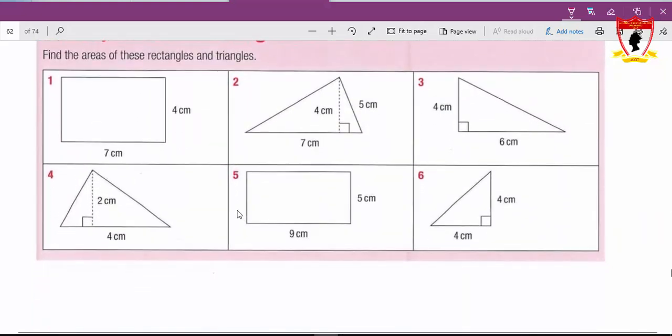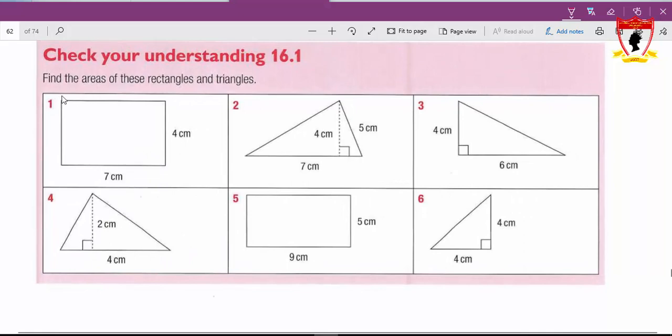So let's work out the area of these shapes. The first one, the area is 4 times 7, 28 centimeter square. Here, 7 times 4 is 28, which is base times height. Then we have to divide the result by 2. 7 times 4, 28. Divide by 2, 14. They are all in centimeters, so it will be centimeter square.